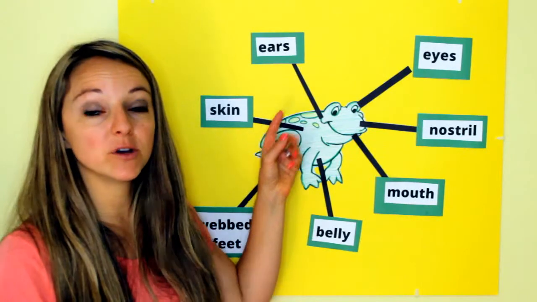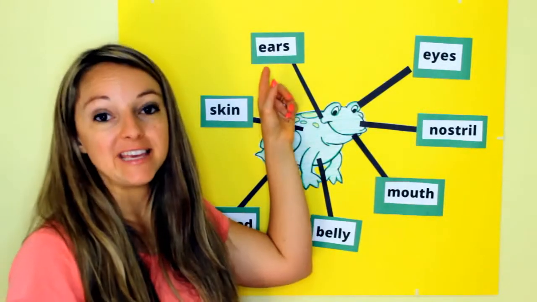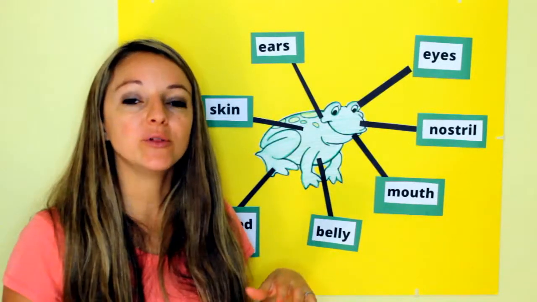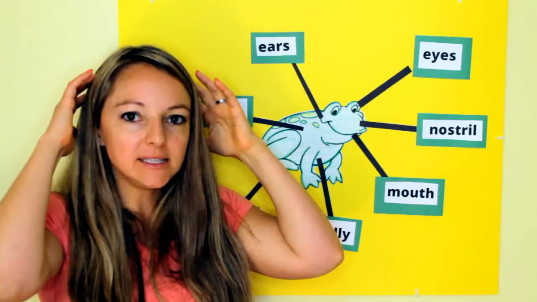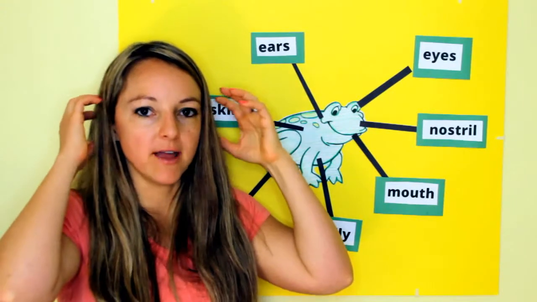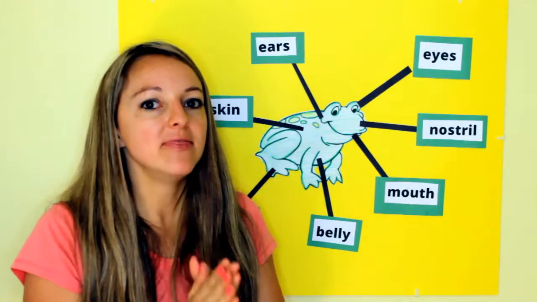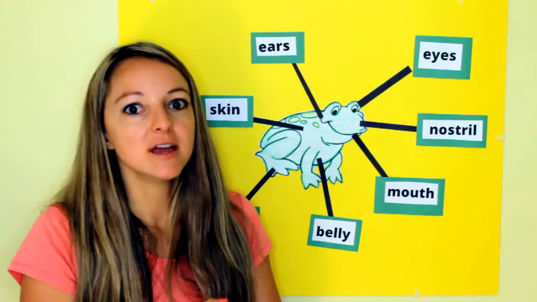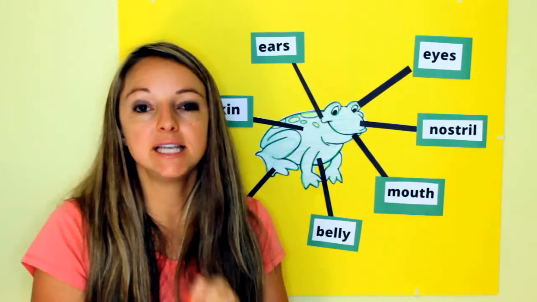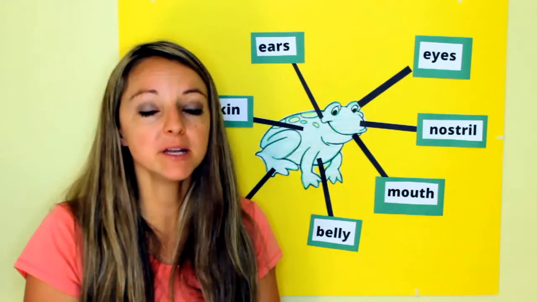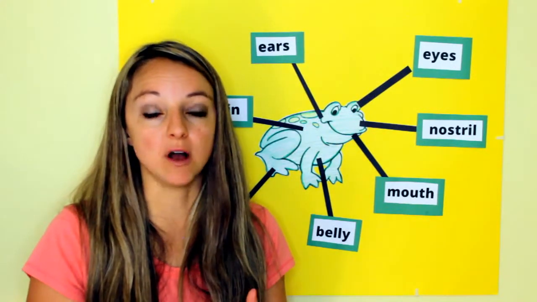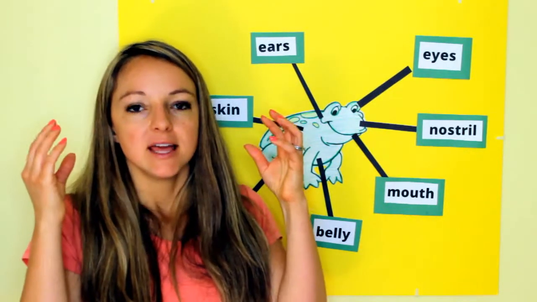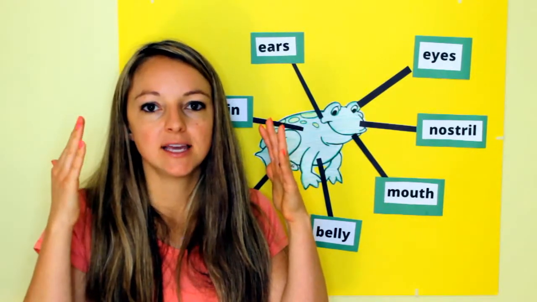The last one we're going to learn about are their ears. Their ears are located right behind their eyes, sort of on the sides of their heads. And they have special ears because they're called tympanums. Tympanums means that they are eardrums. And when they hear things, it vibrates.